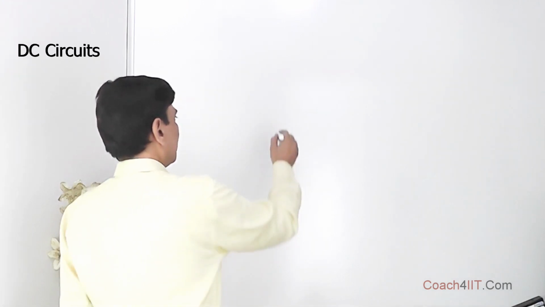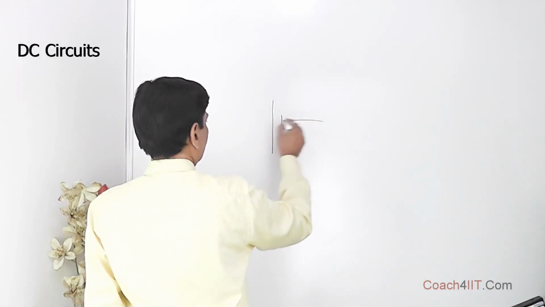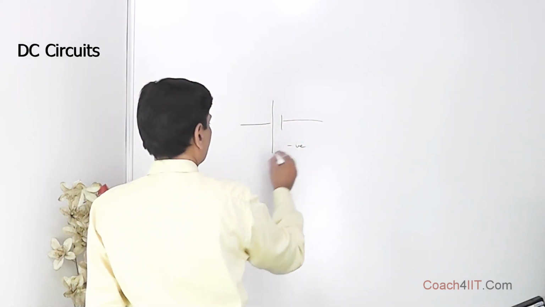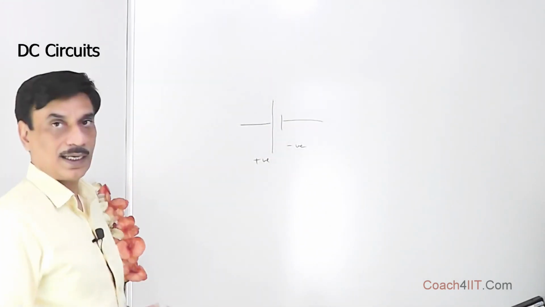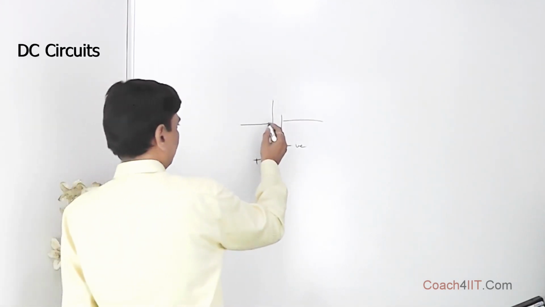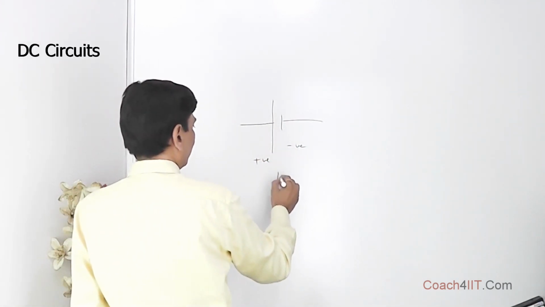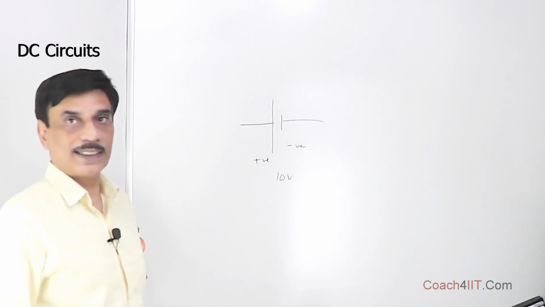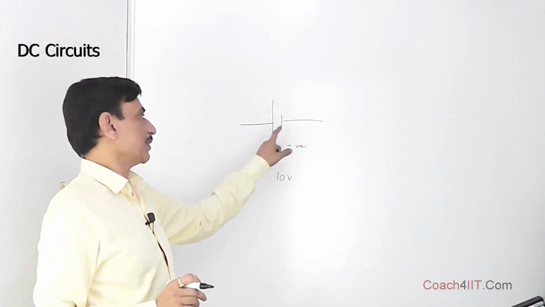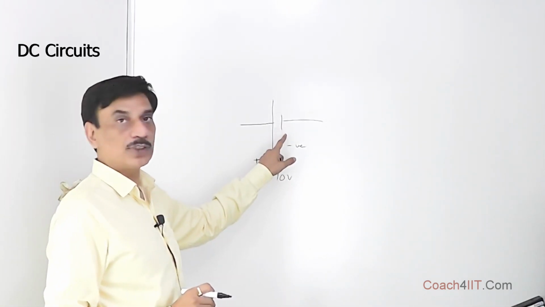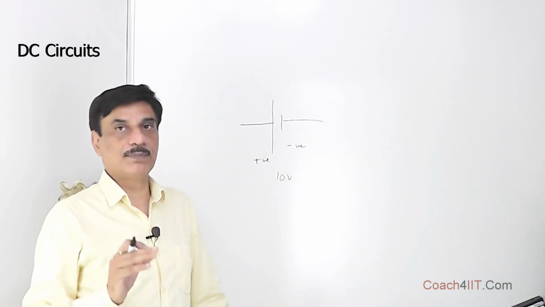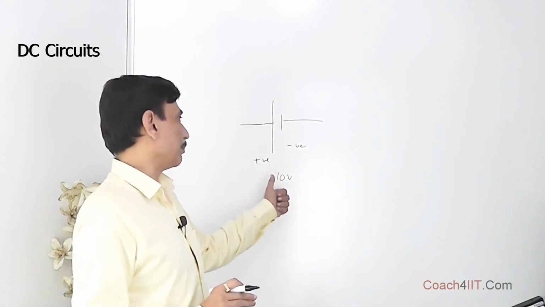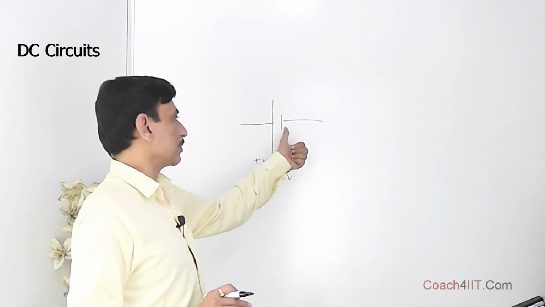The DC battery is represented by two terminals. This is, we say, negative terminal, and this longer terminal is positive terminal. And when we say the battery has a voltage of 10 volt, it is not primarily the potential of this and this. That doesn't mean that this is at a potential of minus 10 volt and this is at potential of plus 10 volt. This is generally a misconception of the students.